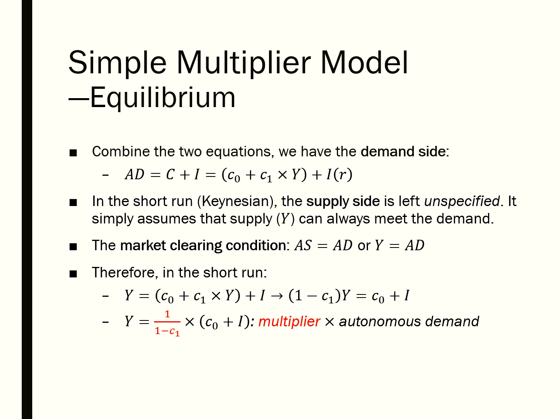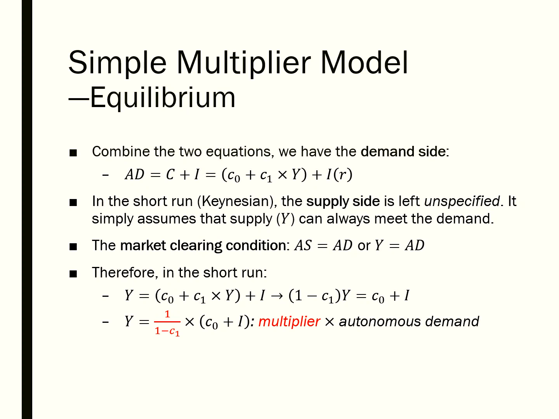The red part is called the Keynesian multiplier, or the multiplier, because it is always greater than 1. To see that, recall C1 is the proportion of your income used for consumption, or marginal propensity to consume. So 1 minus C1 is still a fraction, and 1 over a fraction is greater than 1.